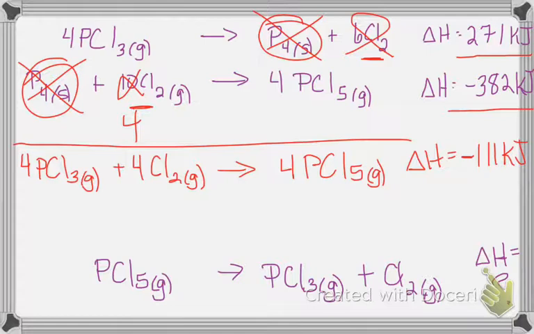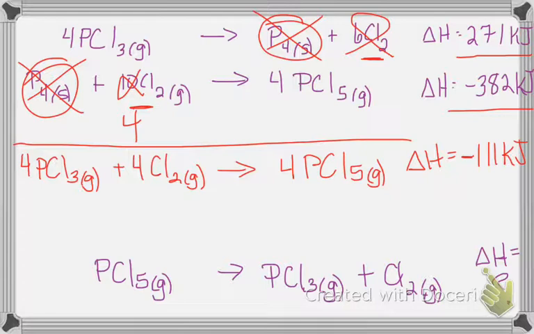Am I finished? No. How do you know you're not finished? Because this 4 PCl3s plus 4 chlorines yields 4 PCl5s. That does not look like this. PCl5 yields PCl3 plus chlorine. How are they different? They're swapped and you have 4 of each. Yes. The reactants and products are on the wrong side. How can I fix that? Swap them over and change the delta H. I can flip that whole equation and change the delta H.